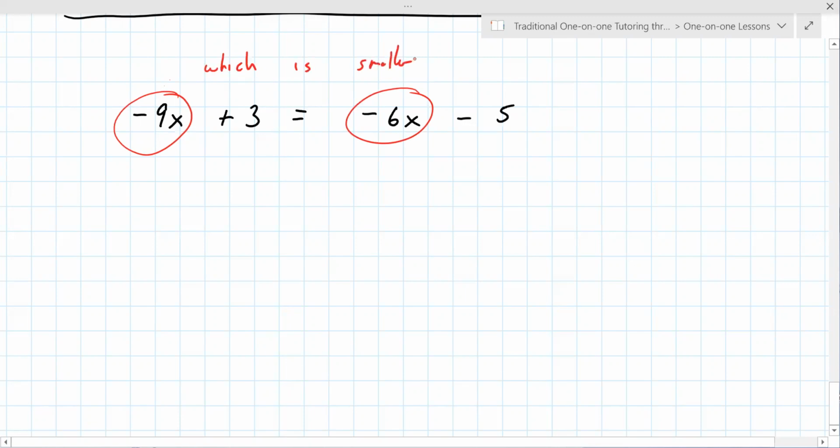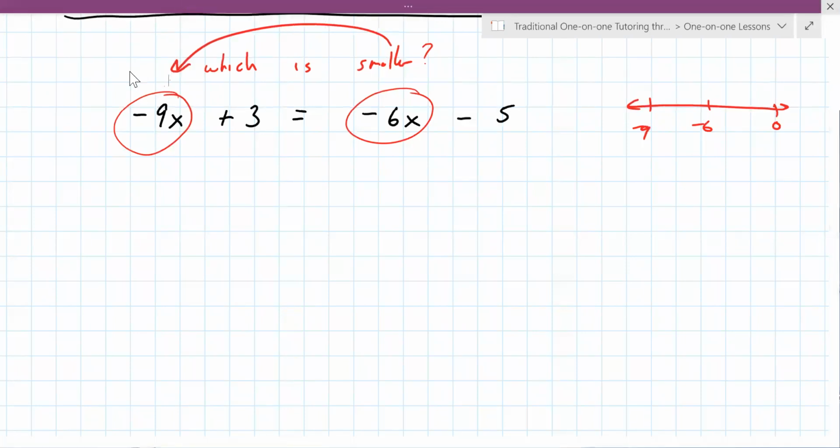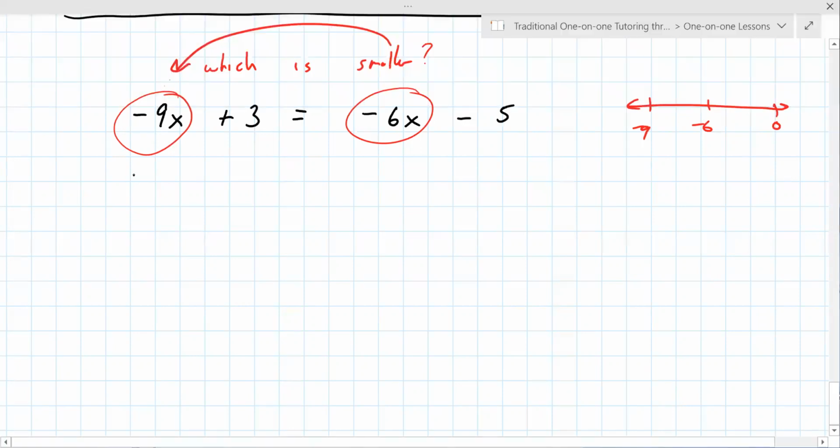And the answer is 9x. They're both negative. So this is where it's awkward, because on a number line, if there's 0, there's -6 and there's -9. So the one more to the left is smaller. So it's actually this one, and that's why I'm doing this example, because it's sometimes unclear which one is actually smaller. Okay. So you're going to add 9x to both sides.